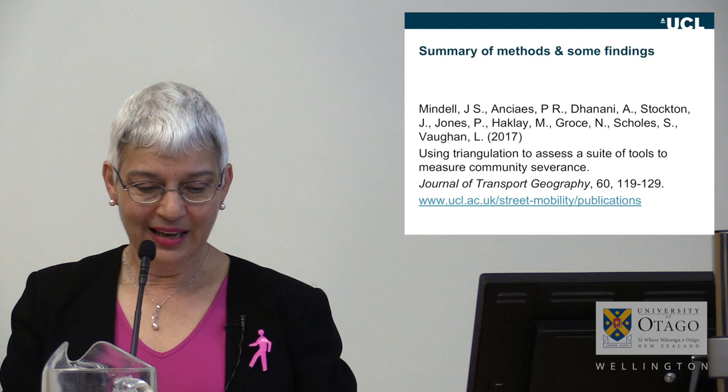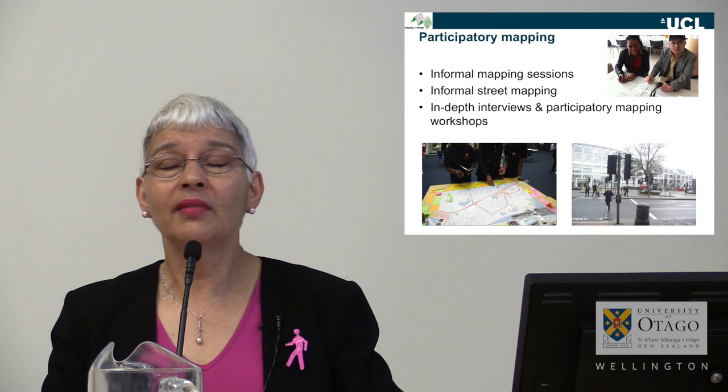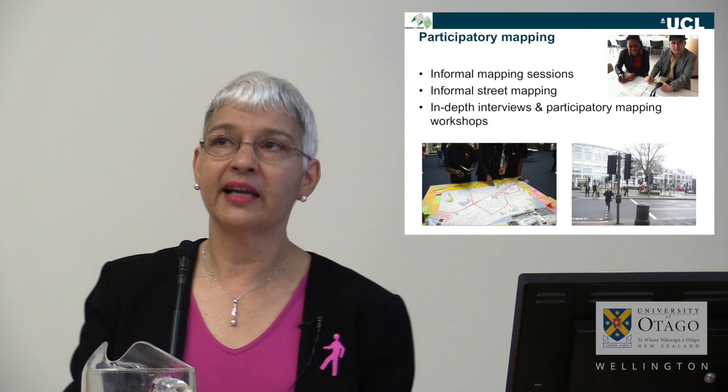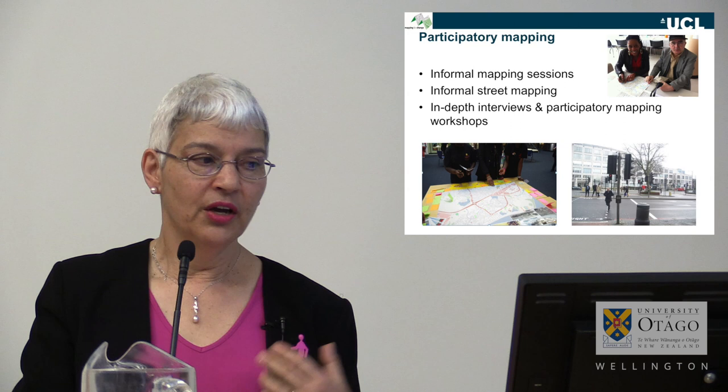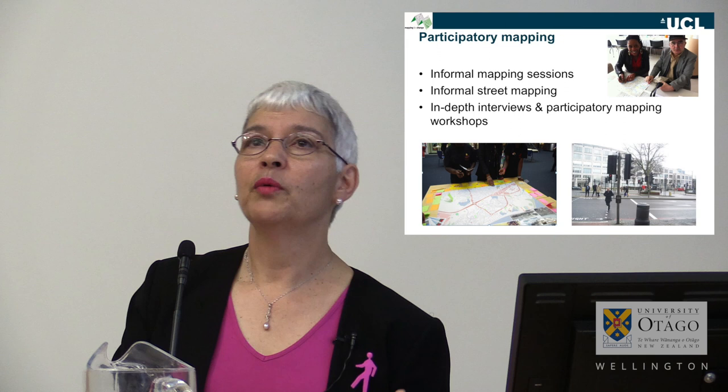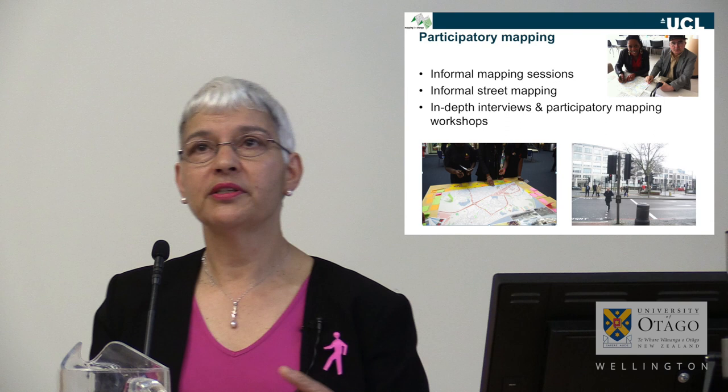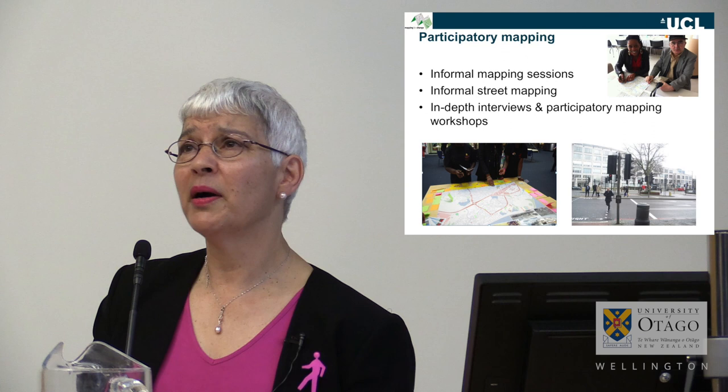So we started with participatory mapping, and a social enterprise called Mapping for Change, and Muki Haklai, who's one of our co-eyes at UCL, is one of the founders of this. So they did informal mapping sessions with members of the local community. We were particularly interested in older people, and they went to older people's luncheon clubs and coffee groups and things. They stopped people in the street and said, if we buy you a cup of coffee, could you give us 5 minutes of your time? And a surprising number of people said yes.